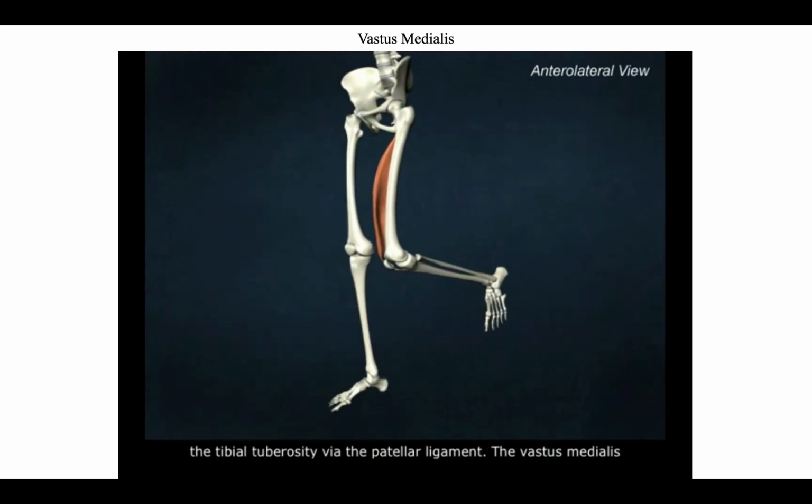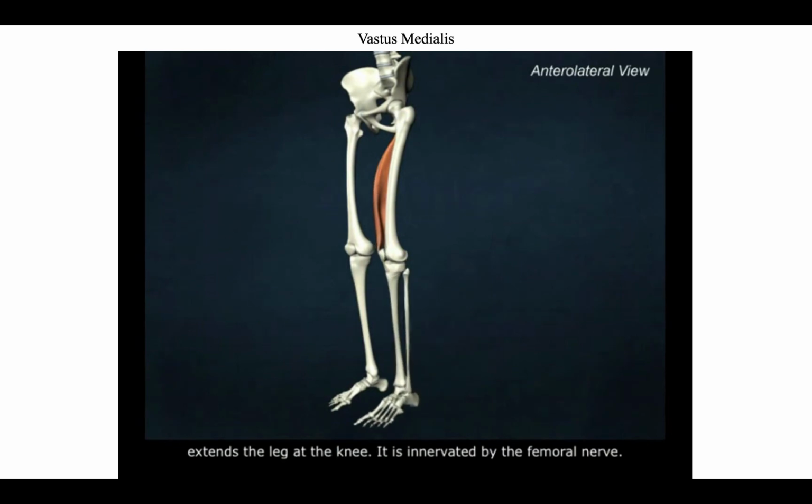The vastus medialis extends the leg at the knee. It is innervated by the femoral nerve.